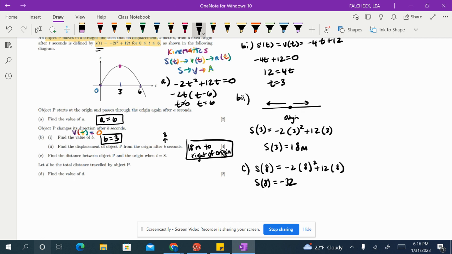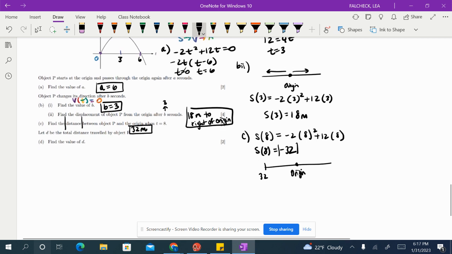So let's think about what the question's asking us. It's saying find the distance between object P and the origin. So we found that, in kinematics speak, I am currently located 32 units to the left of the origin. They're not asking us in relation to the origin where this thing is located. They're just asking us to find the distance. And whenever you see distance, you should put little absolute value bars because distance is always positive. So all they're asking here is for the distance from the origin, which is the absolute value of S of 8, which is going to be 32 meters.